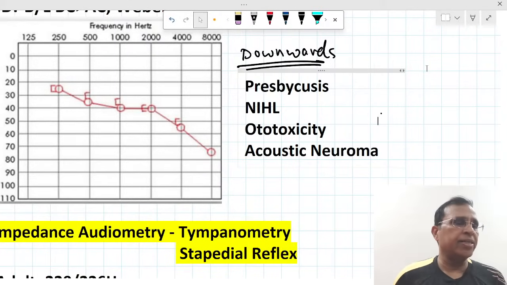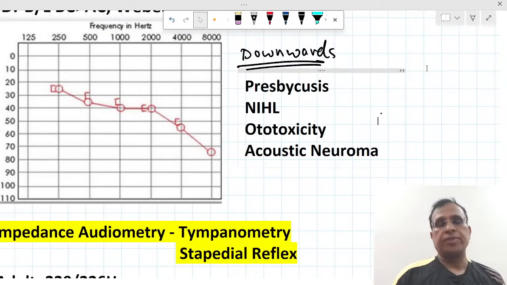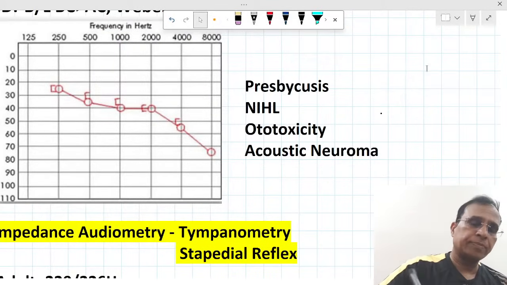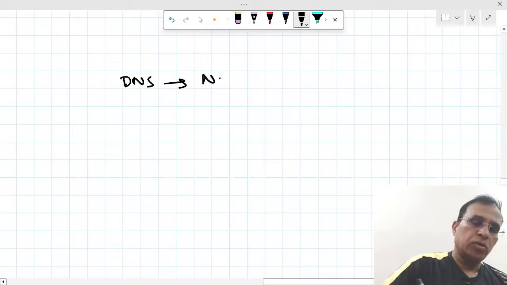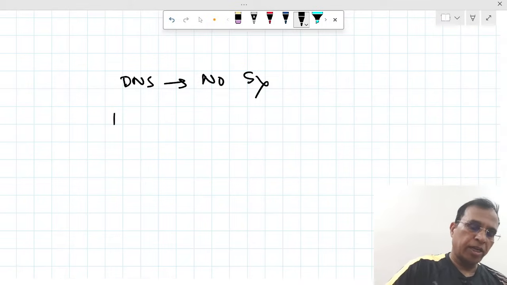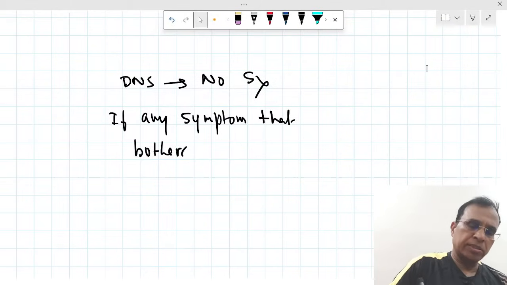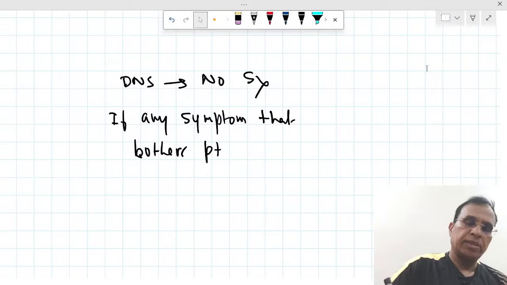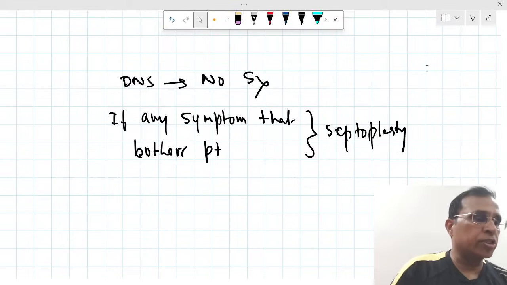Criteria for surgery of DNS. DNS needs no surgery. If any symptom bothers the patient, then septoplasty. This is the rule. For DNS, we don't do surgery.